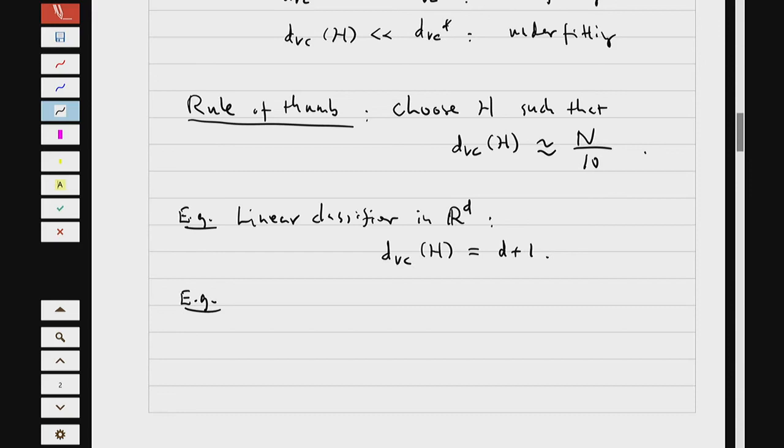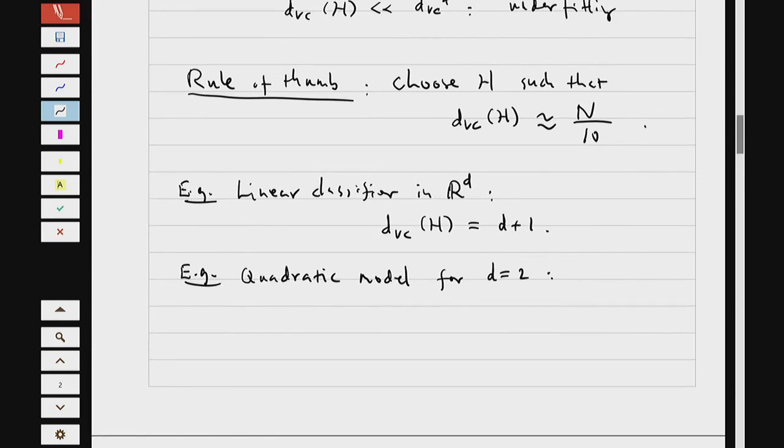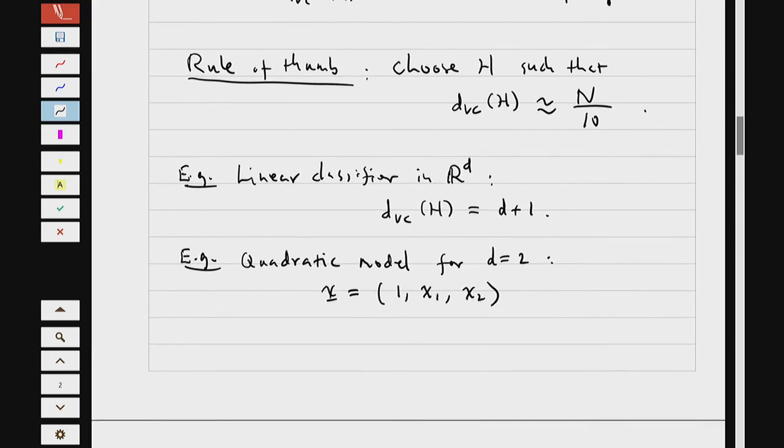Now, how about the quadratic model? How do we derive the quadratic model's VC dimension? When we have to choose whether we use a quadratic model, we have to know what the VC dimension is, right? So let's say d equals 2 as an example for now. That means your x vector, in the augmented form, would be 1, x1, x2, like that. That's your original space, x vector. So to get the quadratic model, what do we do? We have to make a transformation to the z space.